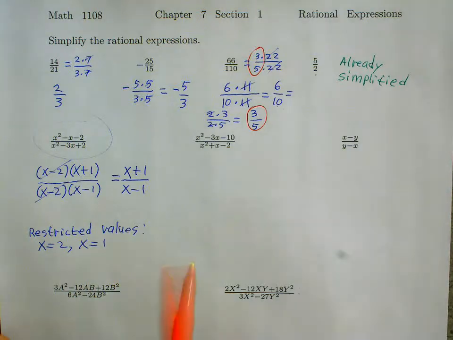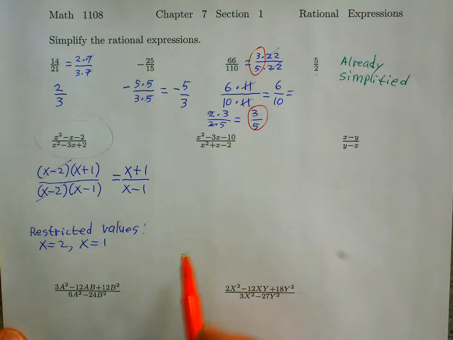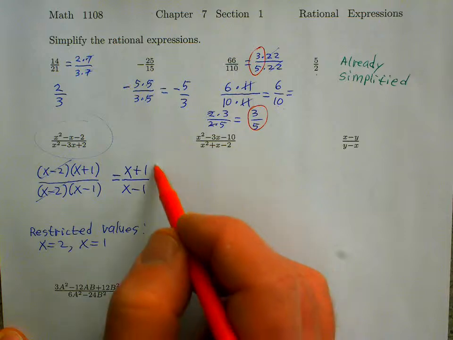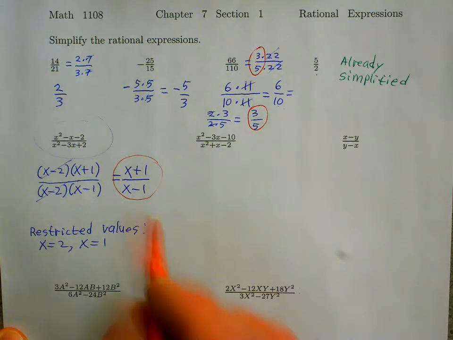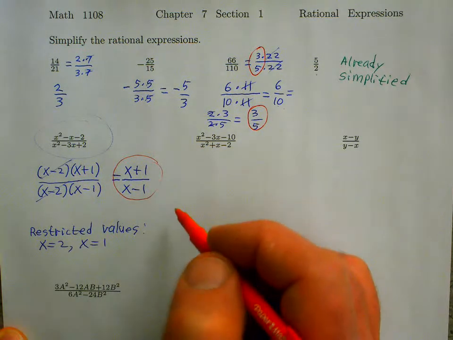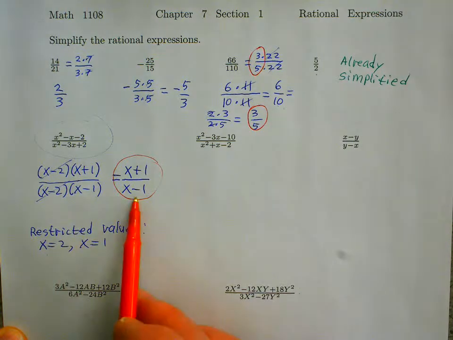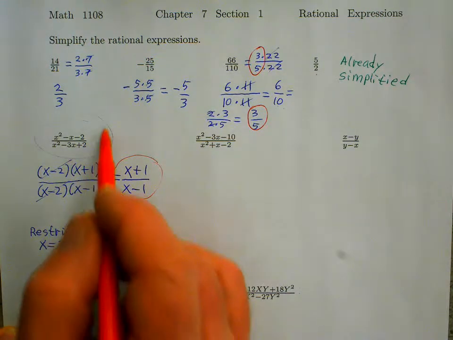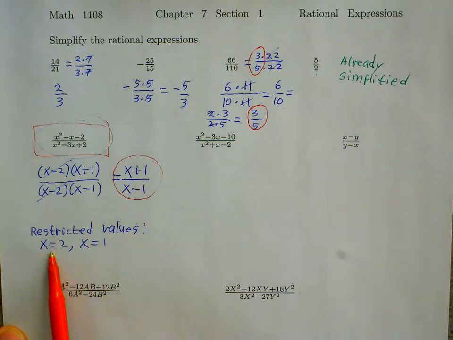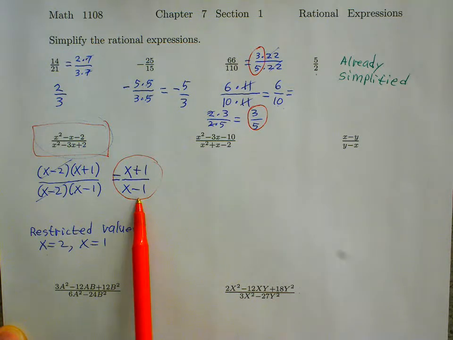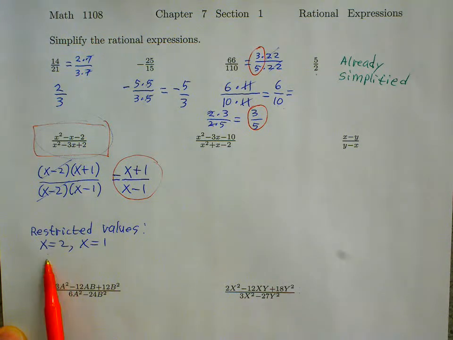Okay, but I want to emphasize a little bit that where this started out matters, even though this doesn't look like it has a restricted value of 2. Since we began with this rational expression, we have to include 2 as a restricted value even after we simplify. So it's obvious that 1 is still restricted, but we also list 2 as a restricted value.